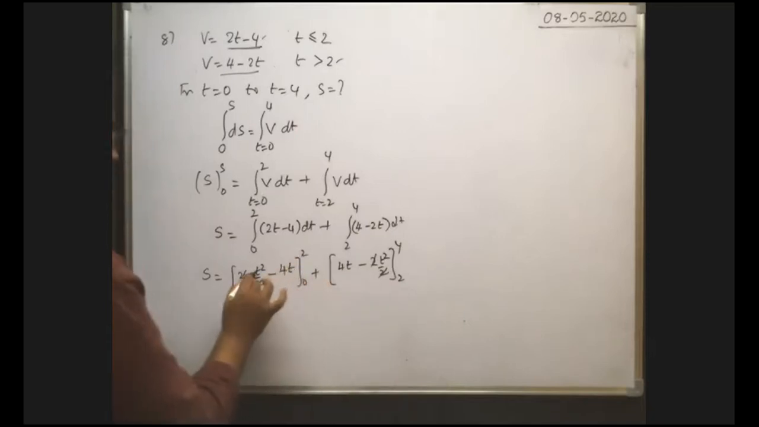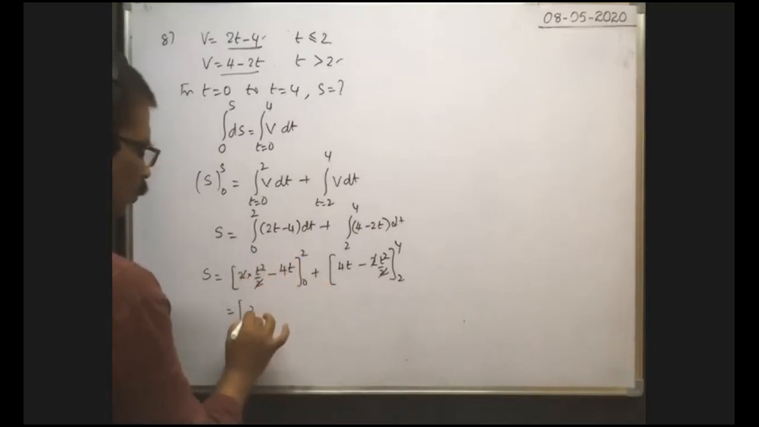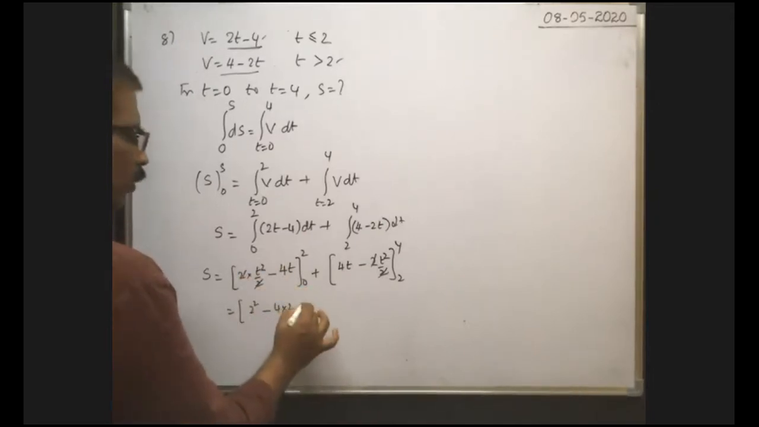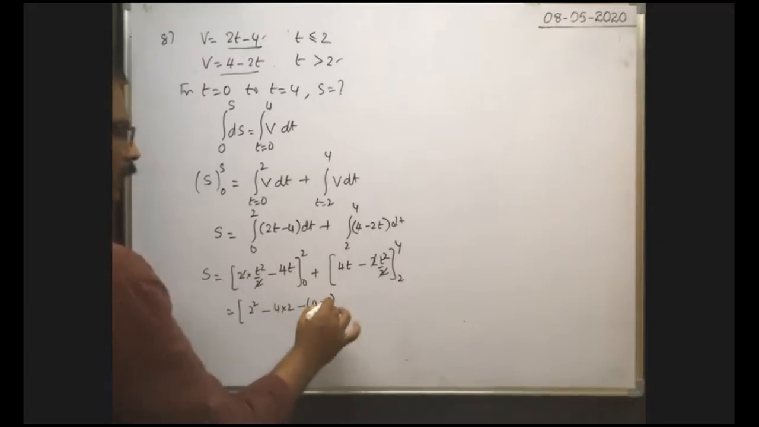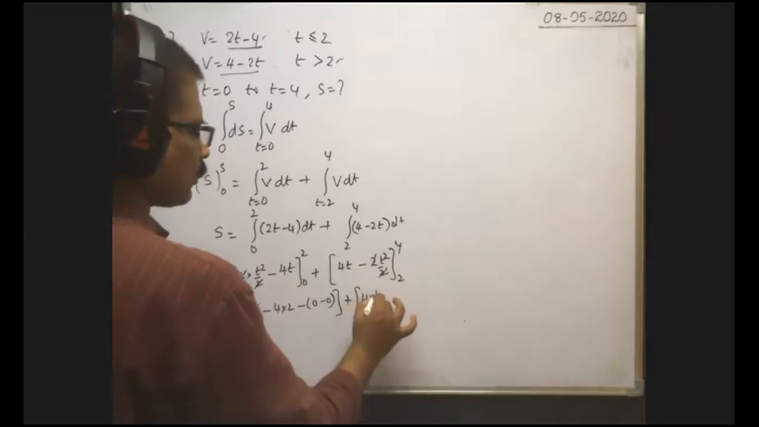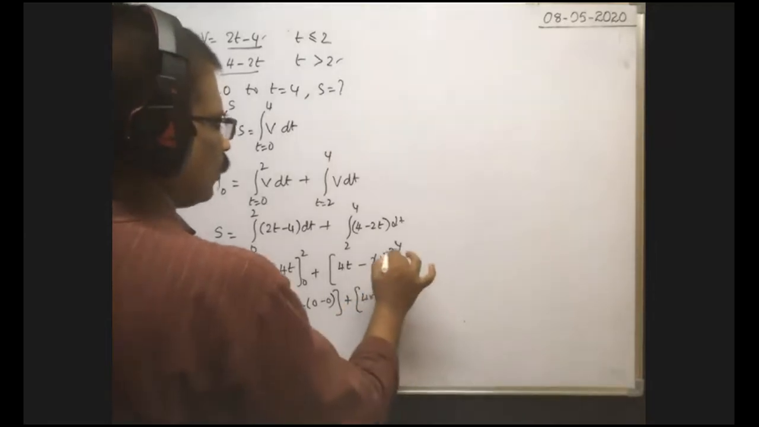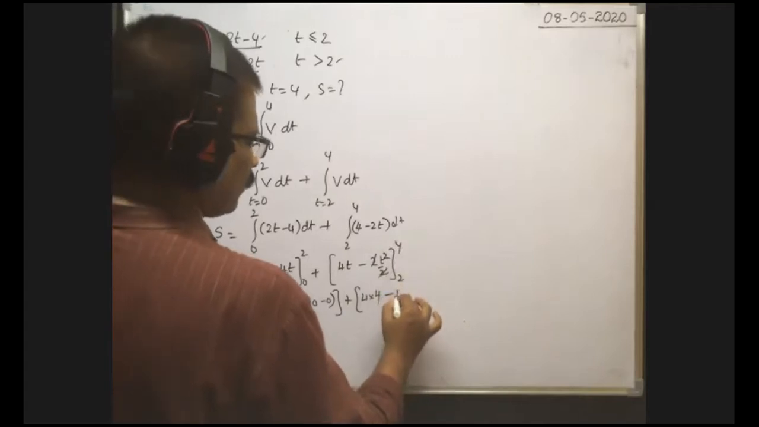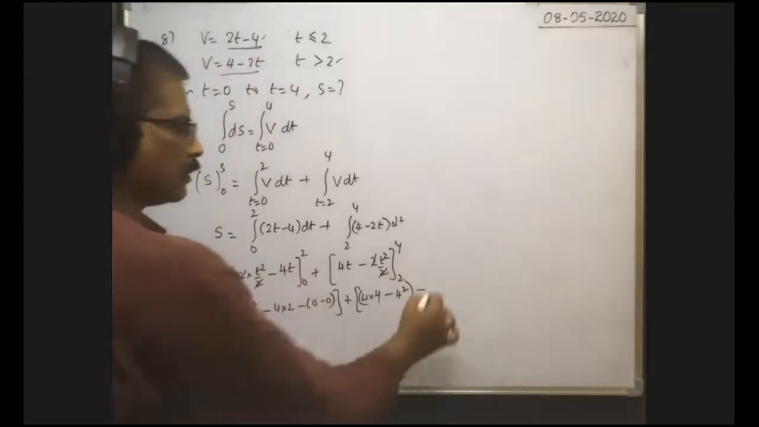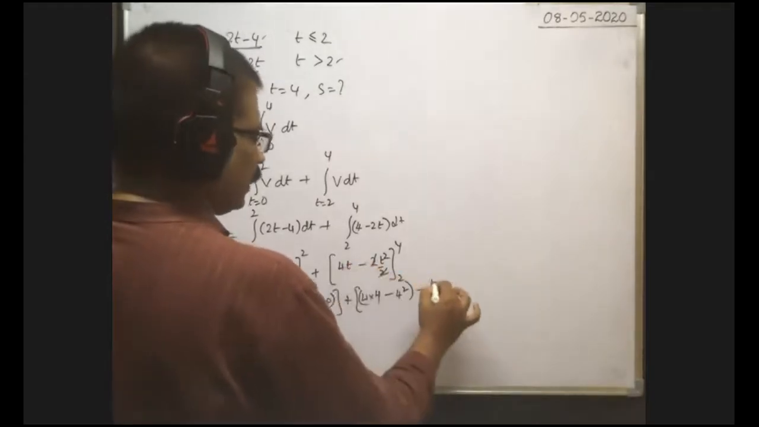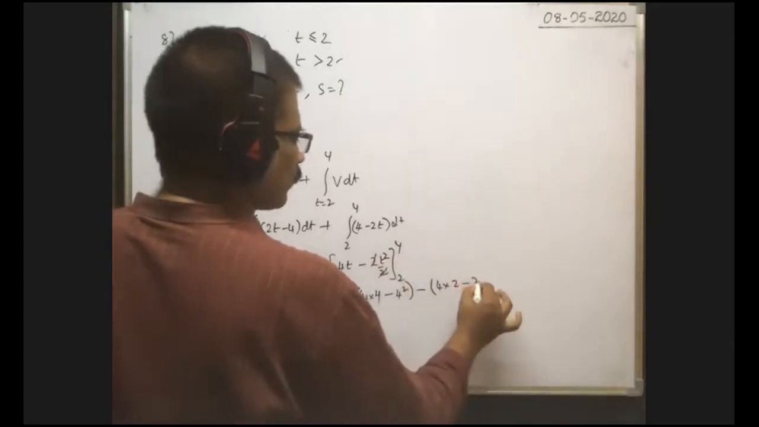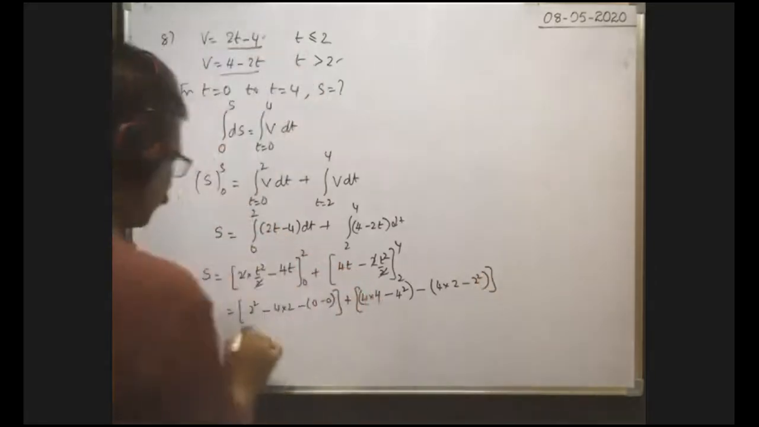Upper limit first. Instead of t we substitute 2: 2 square minus 4 into 2. When you substitute the lower limit, you will get 0 only, so 0 minus 0. Plus, here we substitute the upper limit: 4 into 4 minus 4 square. Before substituting the lower limit, you put a minus sign: minus, 4 into 2 minus 2 square. Now simplify them.